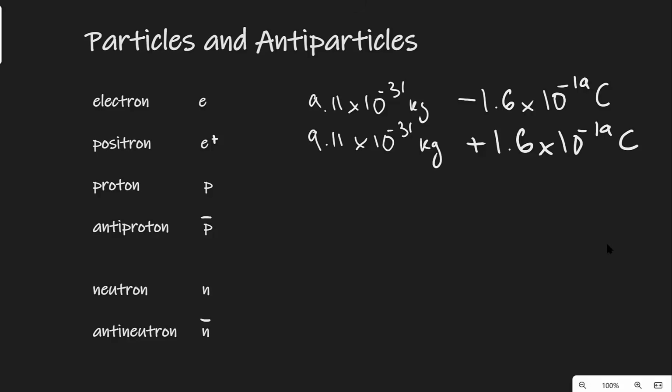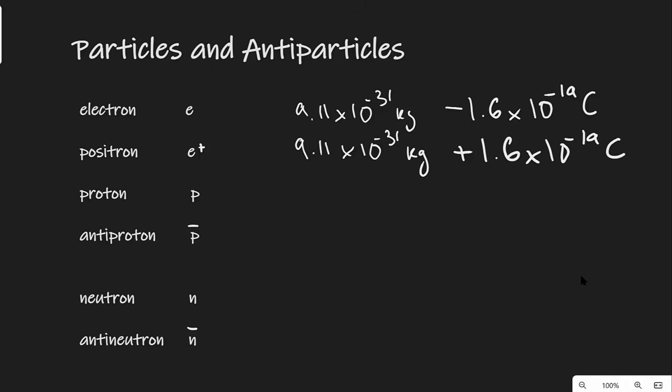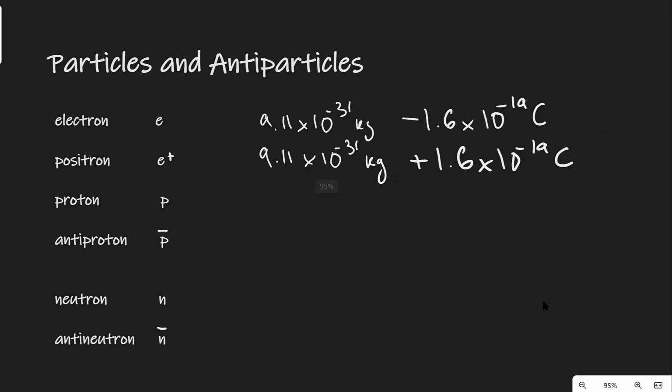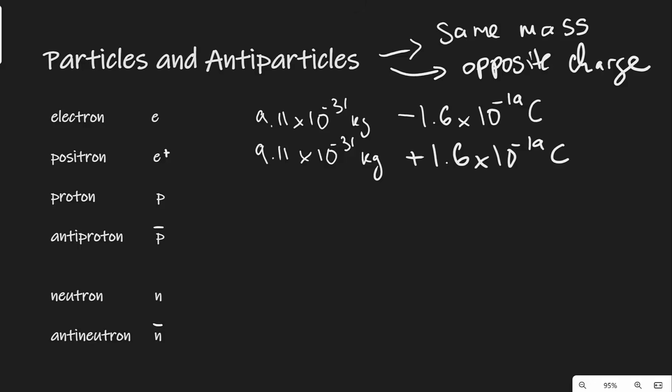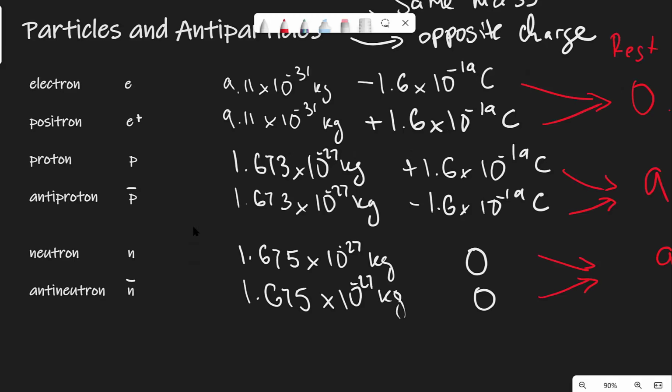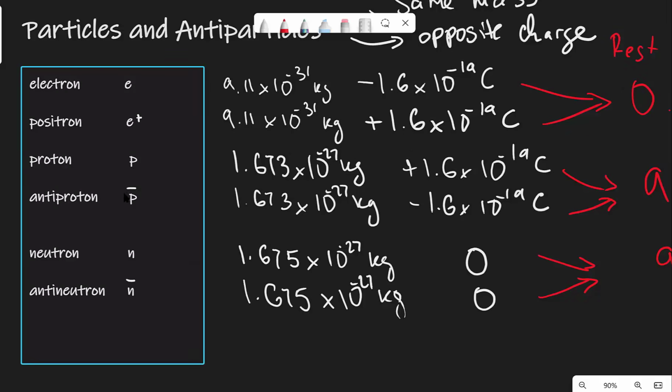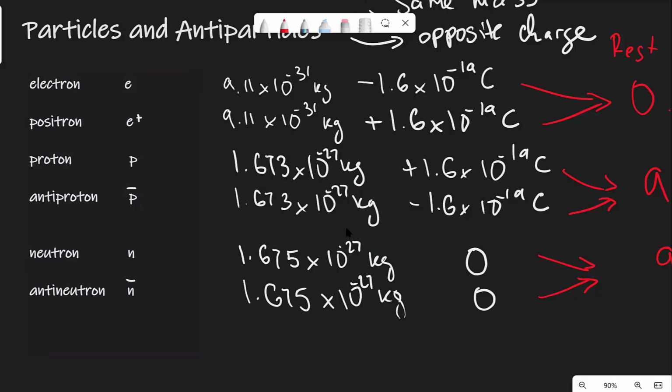So in short, each antiparticle has the same mass, and let's write this down over here. So antiparticles have the same, exact same mass, they're the same particle, but they have the opposite charge. Let's compare the properties of the other particles. So for instance, the proton and the antiproton, they have the exactly same mass as we said, but the opposite charges, so plus 1.6 times 10 to the power of minus 19 and minus 1.6 times 10 to the power of minus 19.